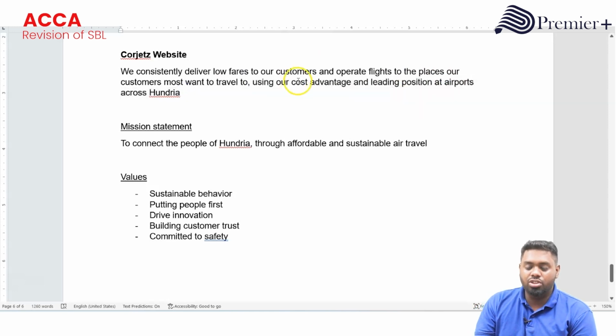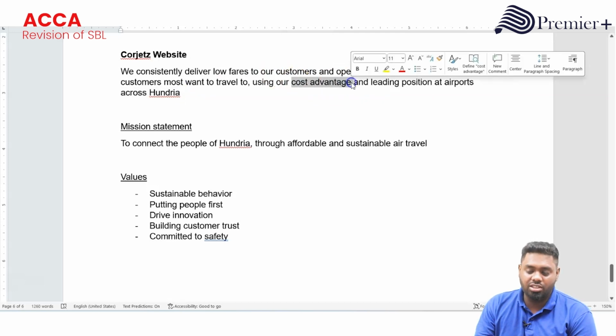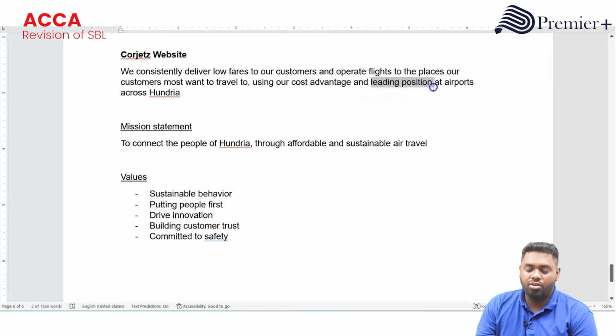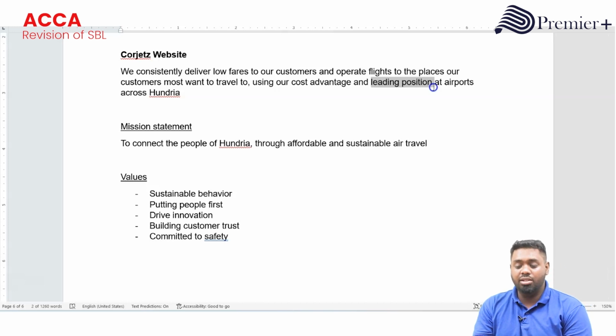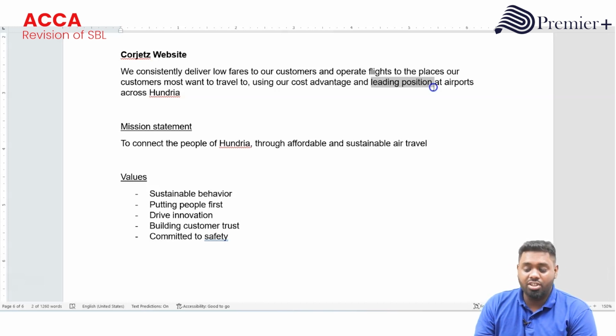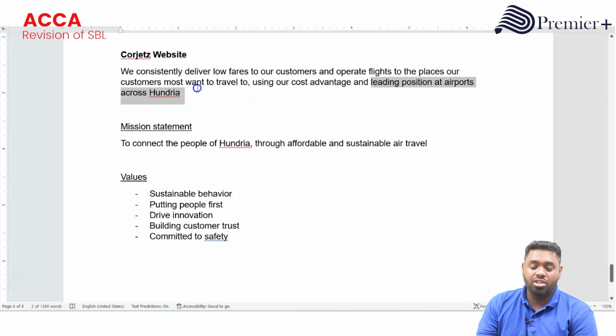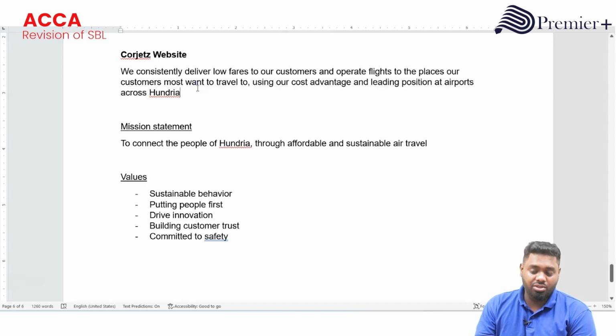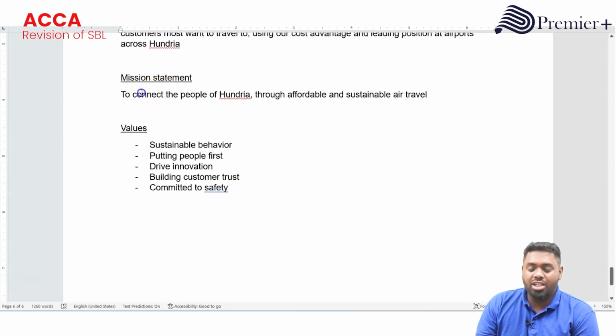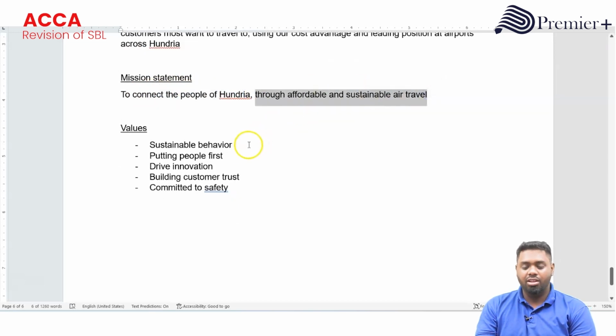So they want to use their cost advantage. Currently they are experiencing cost advantage, and they are also one of the top airlines in the world. So using their leading position, reputation, as well as cost advantage at airports across Hungary, they want to establish themselves. The mission statement is to connect the people of the Hungarian continent through affordable and sustainable air travel.